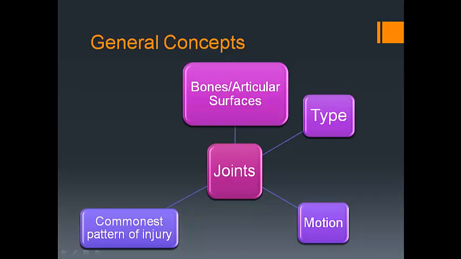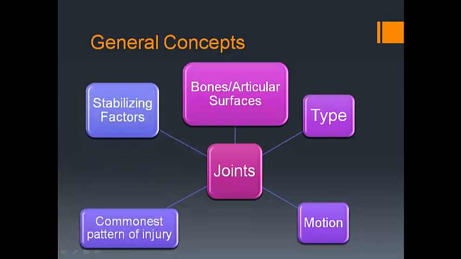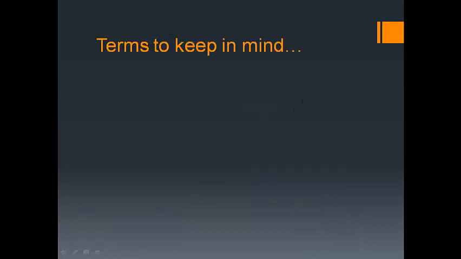You also need to be familiar with the common patterns of injury that happen in certain joints. And of course, in order to understand that, you also need to know the stabilizing factors, because you know that joints are points of attachment between different bones. So obviously, there are going to be things that are holding them together. So you need to be able to understand how all of that works, and then what will happen to those stabilizing factors to cause a certain injury.